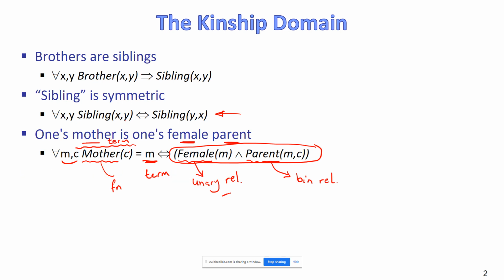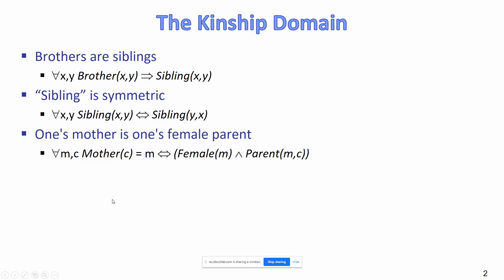Okay. Now let's move on to another one that might look a bit more complex. Now let's define cousins. We know that a cousin is a child of a parent's sibling. Okay, what does that mean?